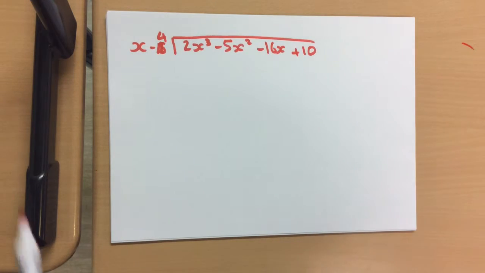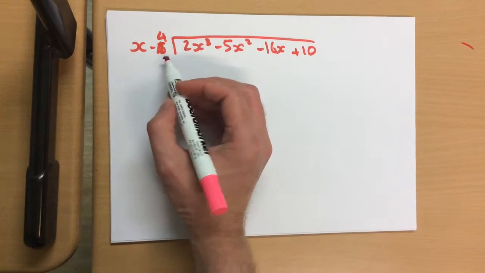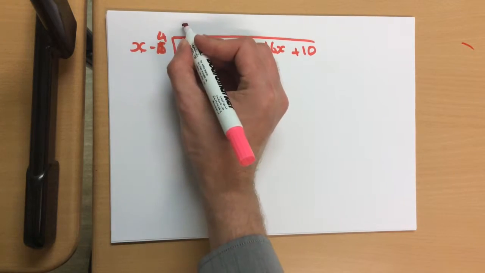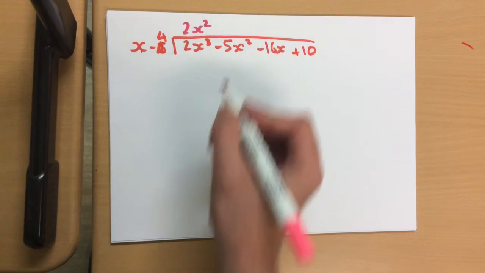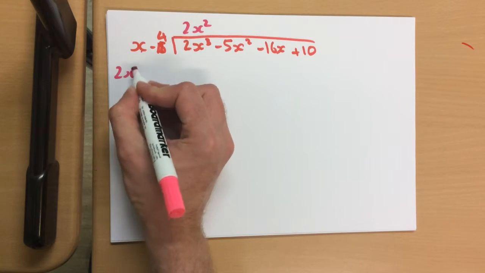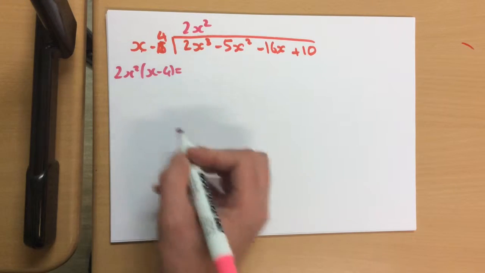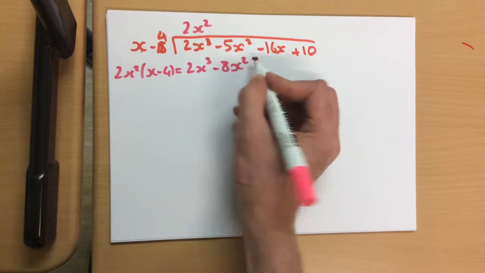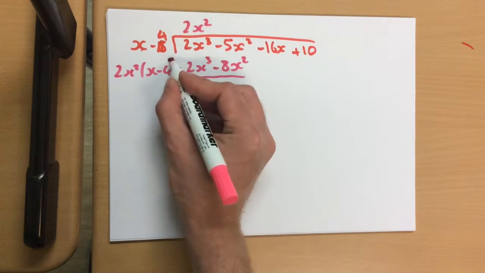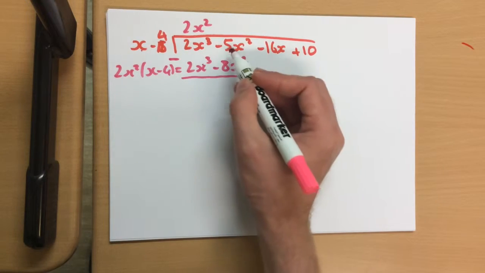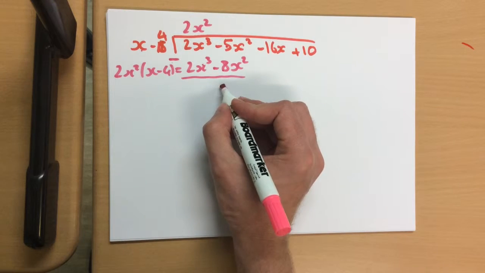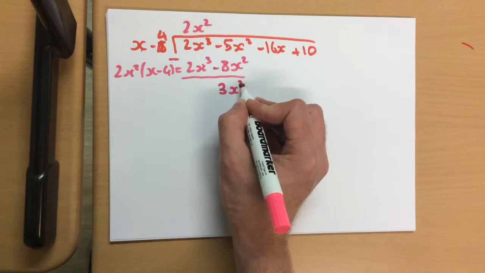Okay, hopefully you've tried that now. Let's have a look what we get. What do things multiply x by to get 2x cubed? Well, that's going to be 2x squared. So 2x squared times x minus 4 gives us 2x cubed minus 8x squared. And we're going to subtract these. So they cancel out. Negative 5 subtract negative 8 makes it positive, so it becomes 3x squared.